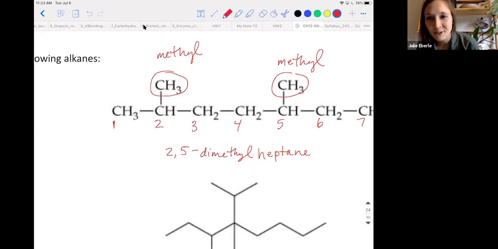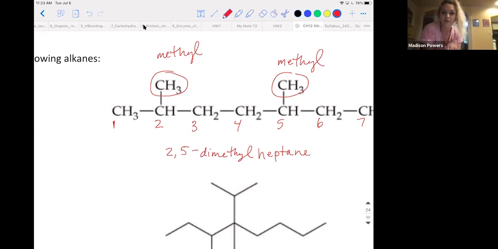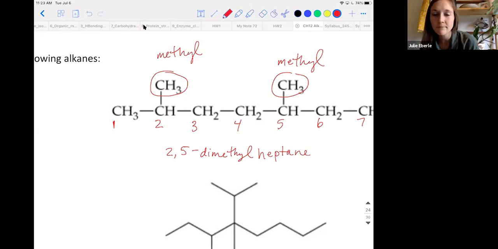Is it starting to click a little bit? Is dimethylheptane one word, or is there a space between dimethyl and heptane? It's all one word. Yep.